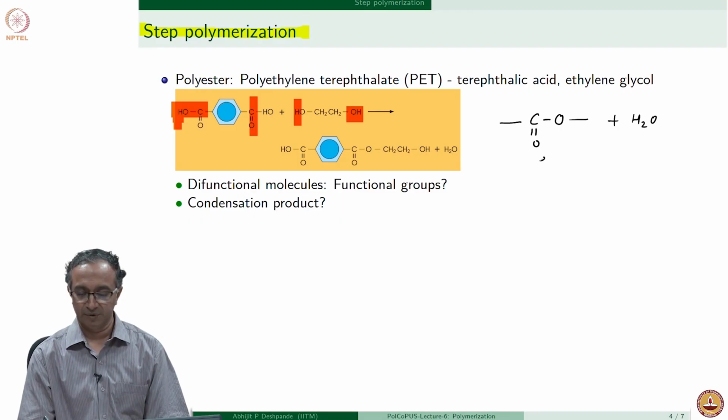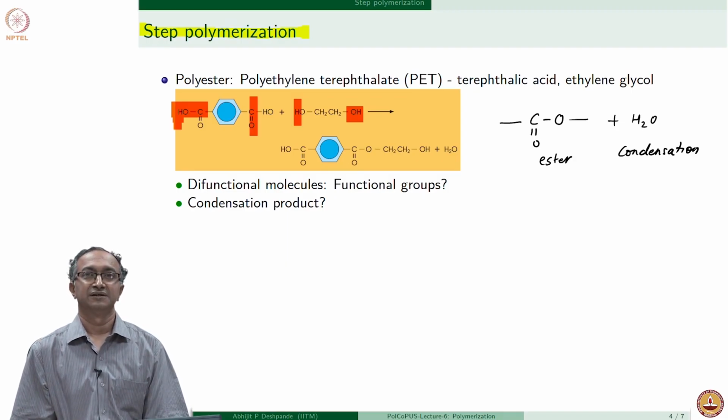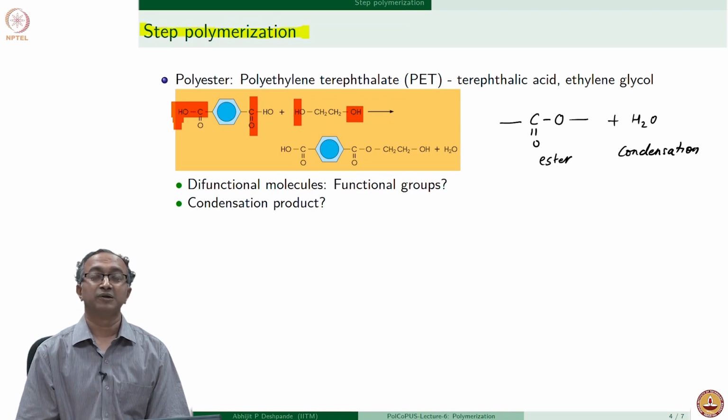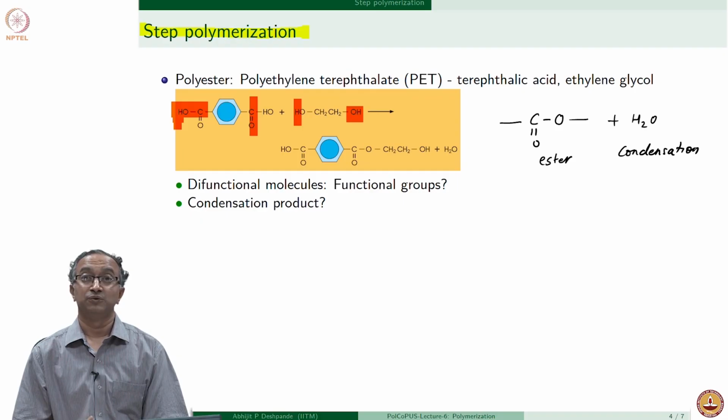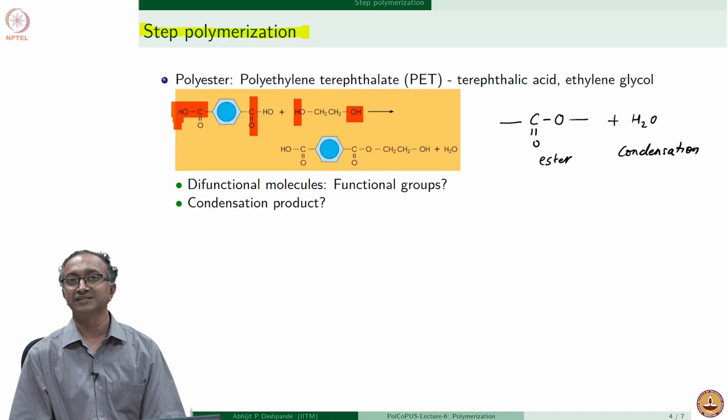So this is the ester bond and then the condensation product. So many times this polymerization is also called condensation polymerization. In fact, it was this polymerization based on which the idea of macromolecule was established on a firmer footing. Can you think why is this?